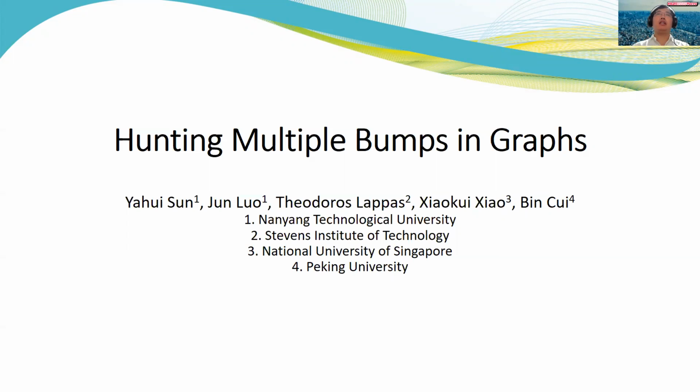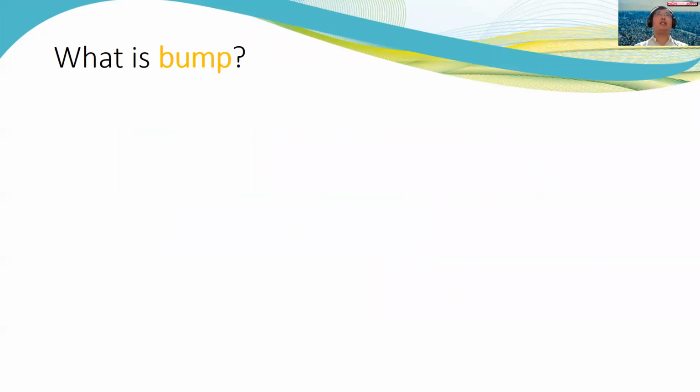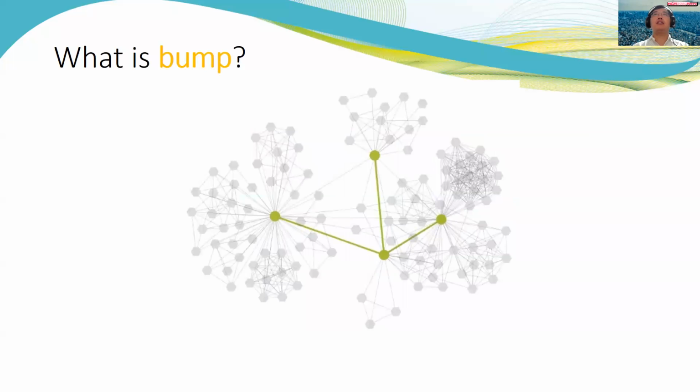In this video, I will introduce a new data mining topic, which is called bump hunting. First, what is a bump? Let us consider a social network represented by an undirected graph. In this graph, vertices represent researchers, edges represent collaborations between researchers. Suppose that we are interested in researchers who conduct research on databases.